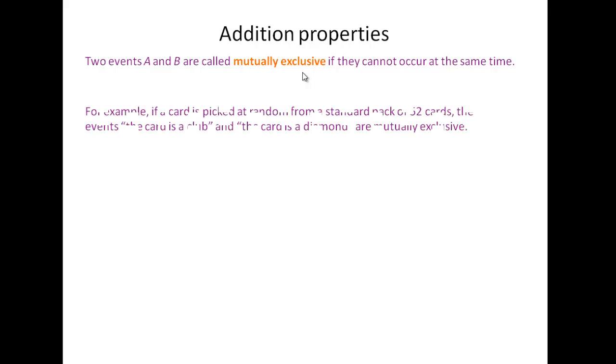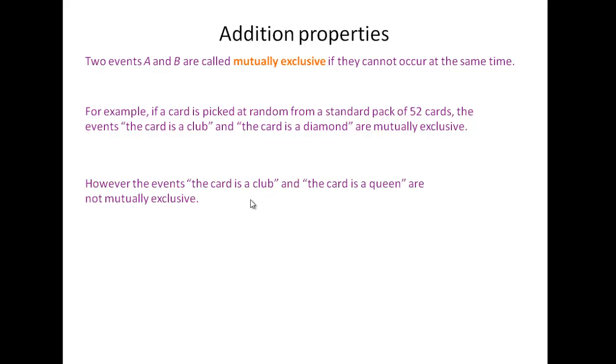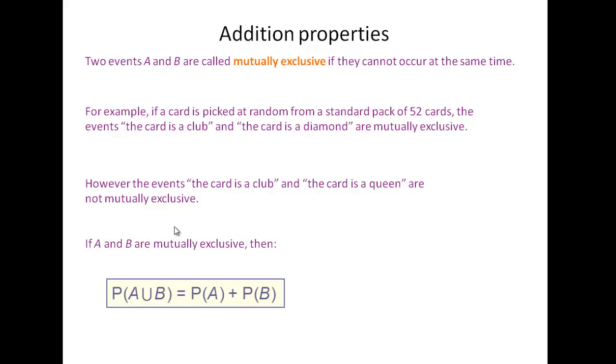We say that two events, A and B, are mutually exclusive if this isn't possible, if they cannot occur at the same time. For example, if a card's picked at random from a standard pack of 52 cards, the event of the card being a club and the card being a diamond are mutually exclusive. It's not possible to pick out a card that is both a club and a diamond. However, the event the card is a club and the event the card is a queen are not mutually exclusive, because we do have the queen of clubs that satisfies both events.